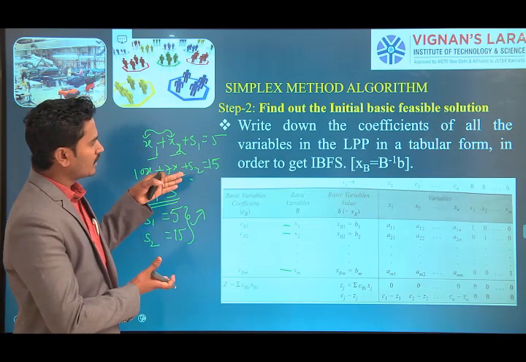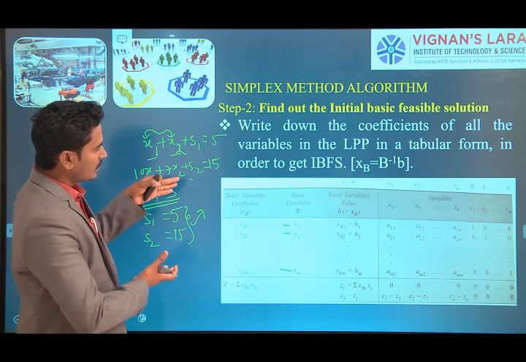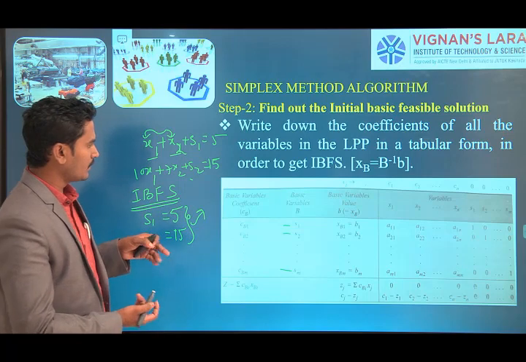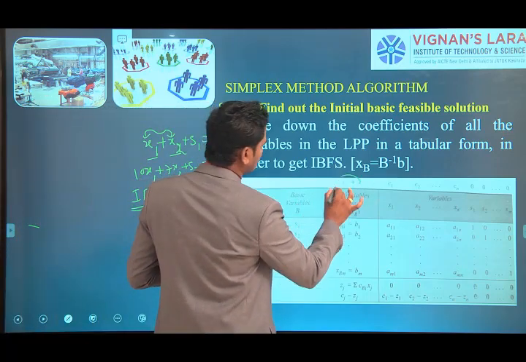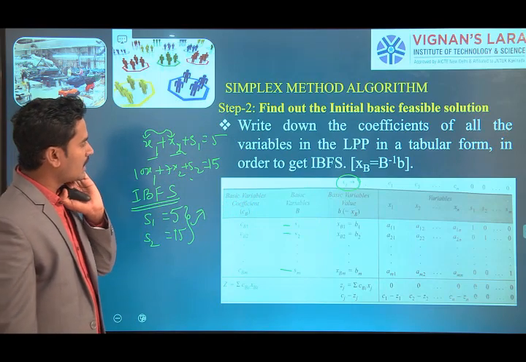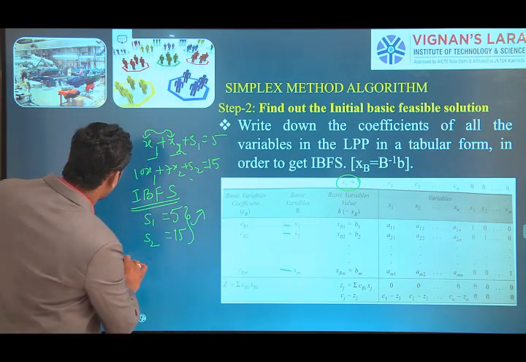Now we are going to find the initial basic feasible solution. We are representing this in tabular form. Here we have taken the Cj, the contribution of the objective function. Cj means contribution of the objective function. How do we write this?